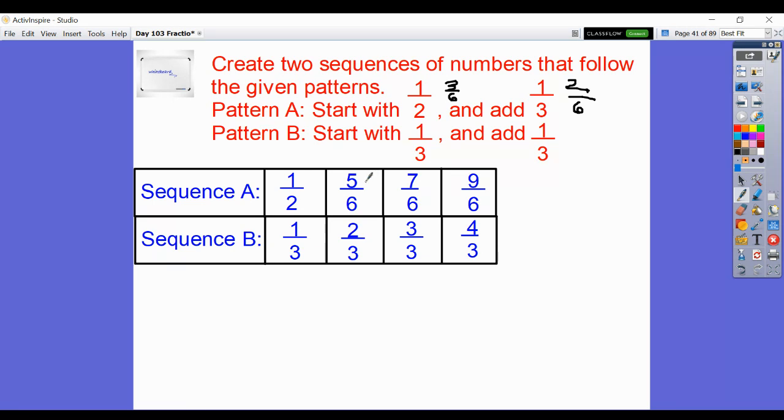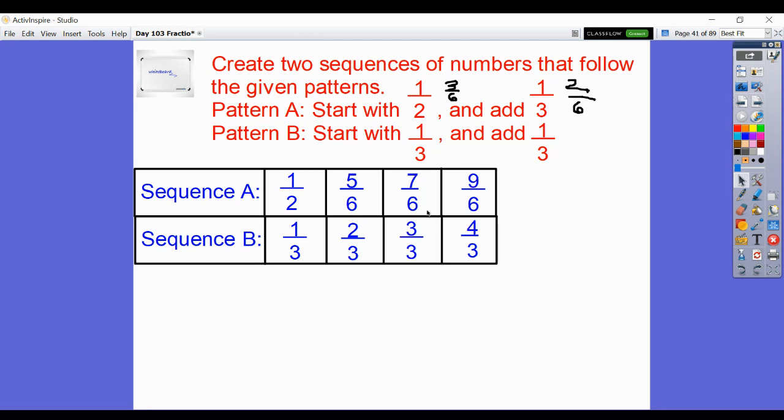Then add another 1/3, which is 2/6. That would be 7/6. Add another 1/3, which would be 2/6, is 9/6. Here, sequence B is pretty straightforward. 1/3 plus 1/3 is 2/3, plus another third is 3/3, plus another third is 4/3. However, now we need to get these in. Remember, you can pause this at any time and take a look and make sure you have it copied down correctly. Now we have to convert them.